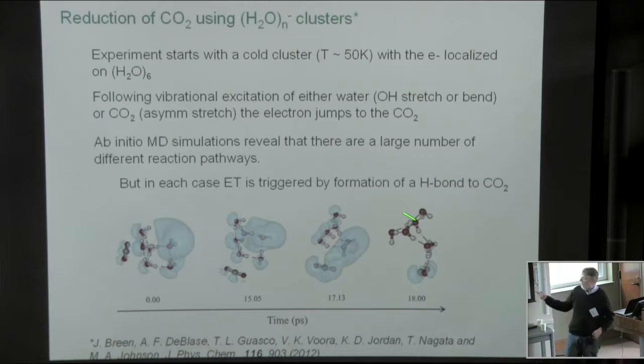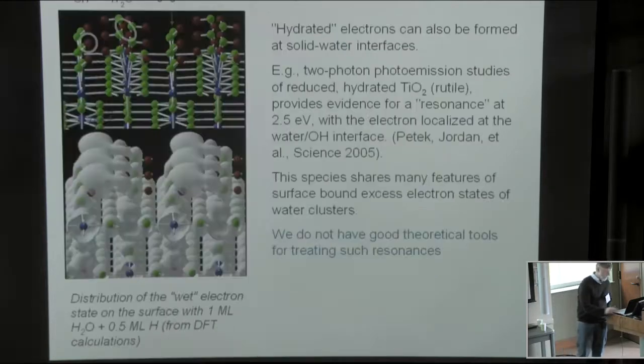So our joint DOE grant with Mark and myself has really moved from just studying water to actually studying CO2 reduction. And we can now do this in these mass spectroscopically isolated clusters.